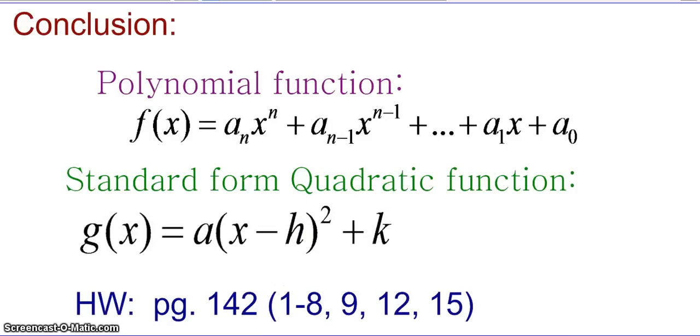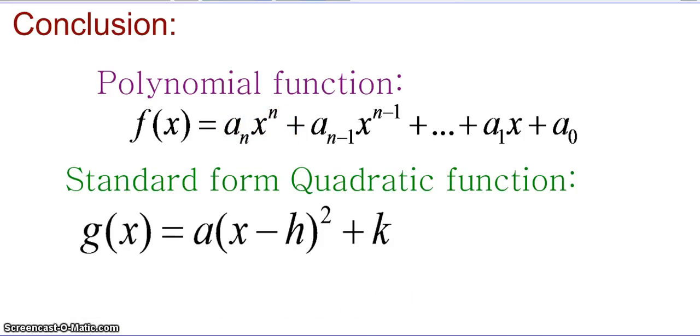So just to recap, the standard form of a polynomial function is f of x equals a sub n x to the n plus a sub n minus 1 x to the n minus 1 plus, and then so on, a sub 1 x plus a sub 0.